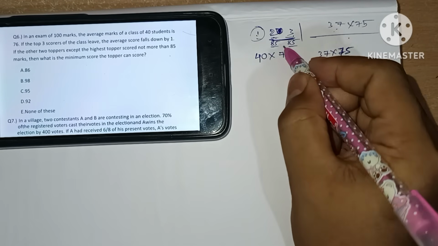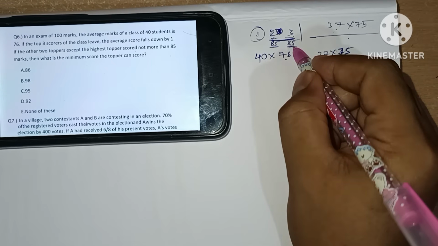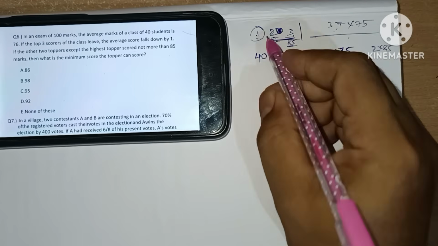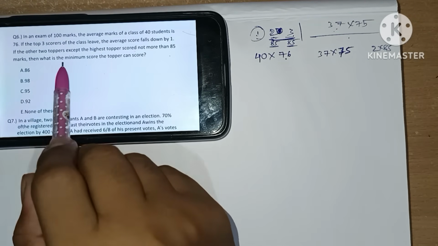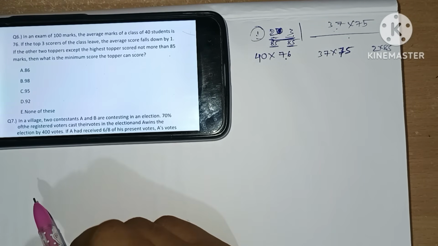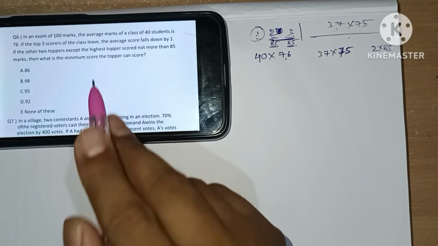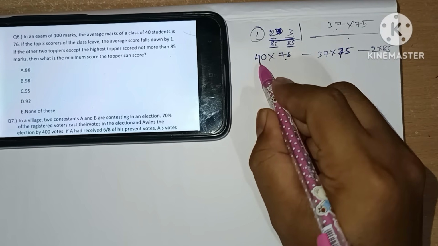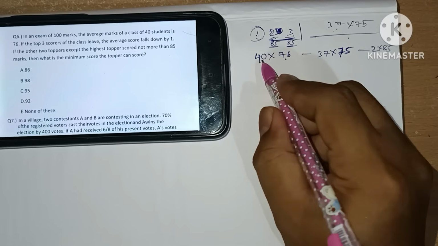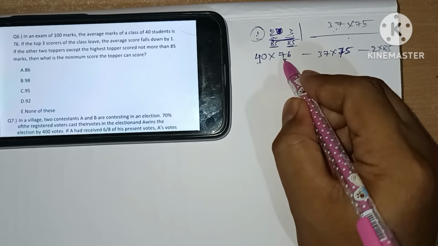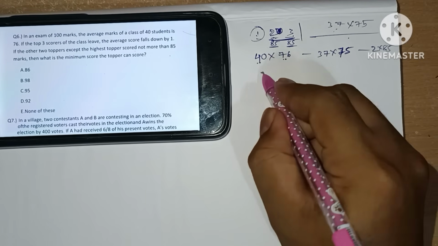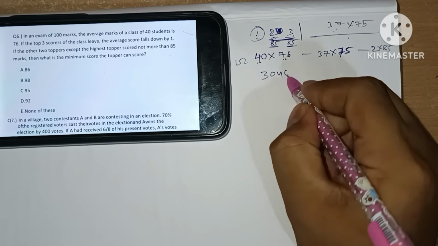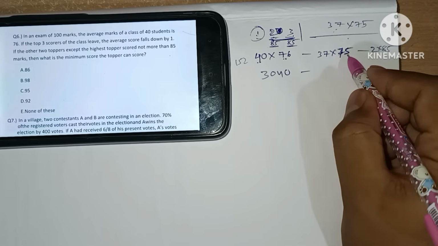So let's take them as they secured 85, both are 85. 2 into 85 is the total score of both these two. Then what is the minimum score that the topper can score? So to find the value of this one, we need to subtract all this. So here we get 4 into 76 means 152. 152 2 times will be 304, minus that 75.